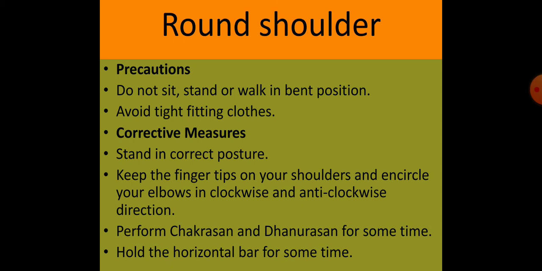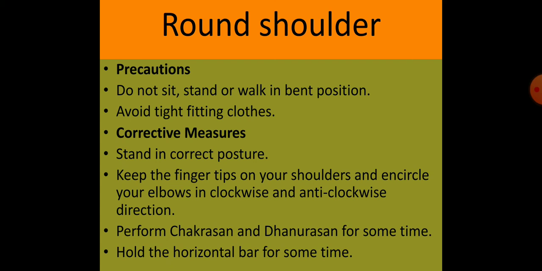One more is to hold the horizontal bar for some time. The horizontal bar on which we perform chin-ups, pull-ups. We can hang ourselves over the bar by holding it with the hands, we can hang for some time, so that will help us to keep our shoulders in their natural position.